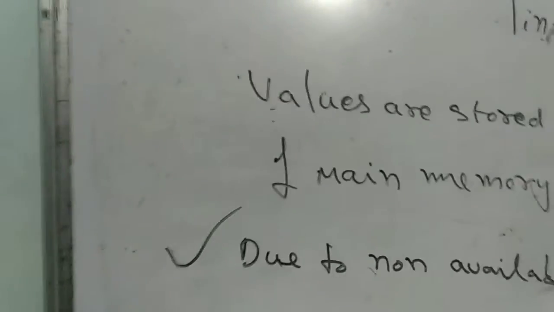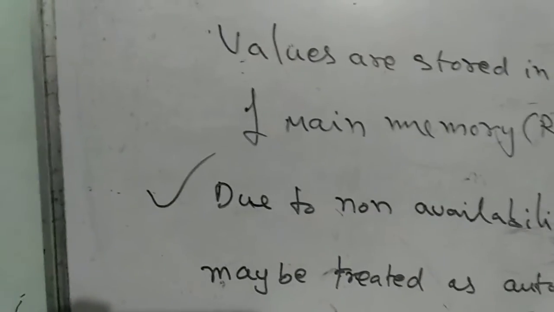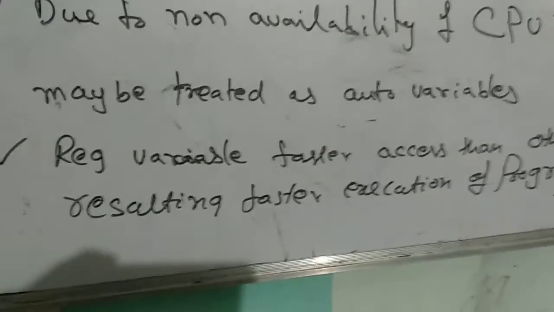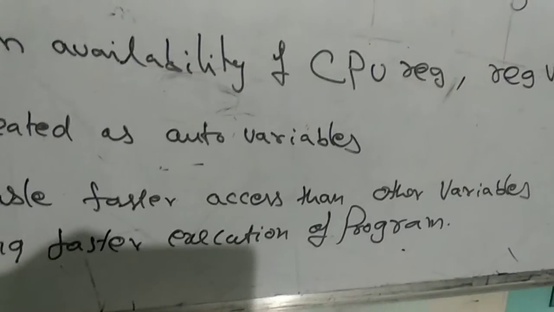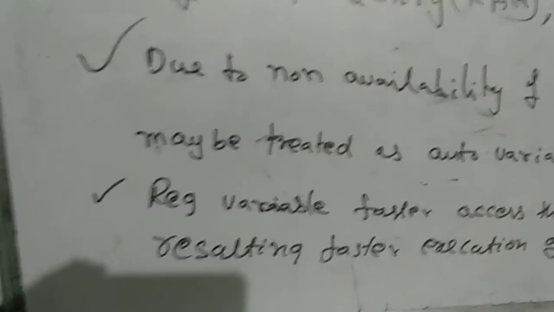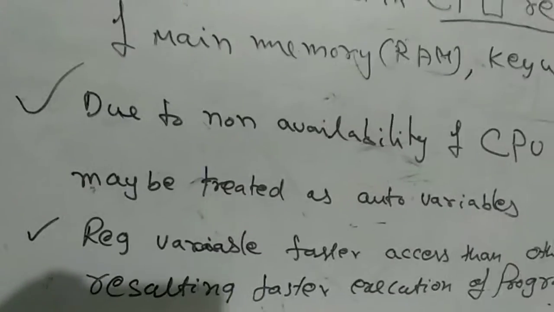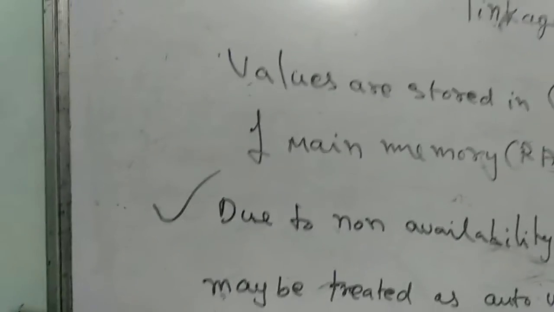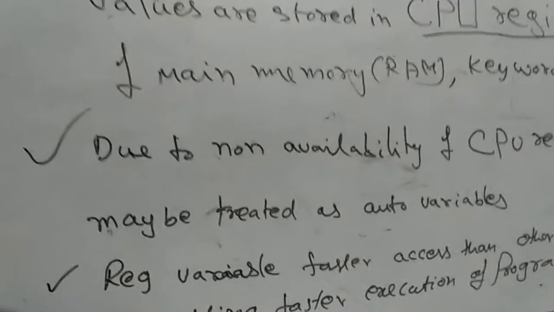Generally, programmers working on small boot code and writing hardware-dependent code will use register variables. Register variables are faster. The advantage is faster access than other variables, resulting in faster execution of the program, because the values are stored in the CPU registers instead of the RAM.